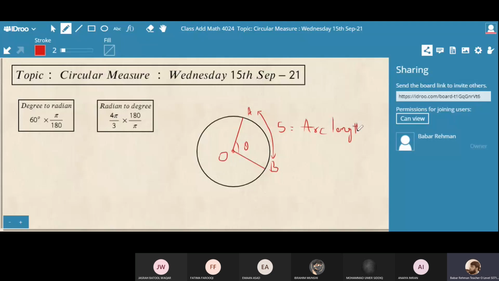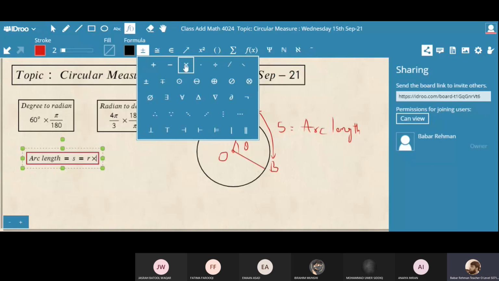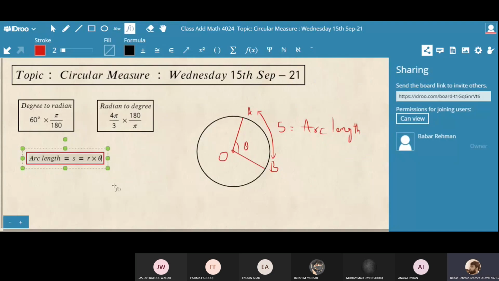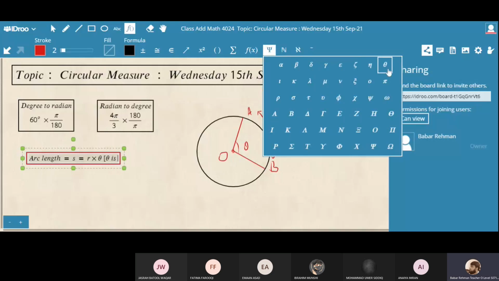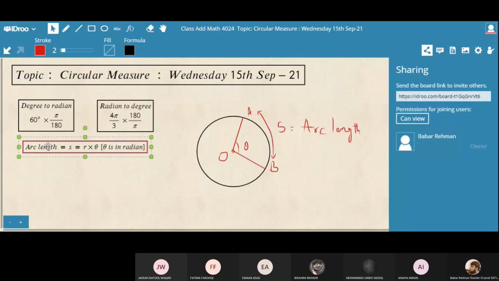Now, student, if I want to find out the arc length, the formula that we will use is: S is arc length, S is equal to R theta, R multiplied by theta. And theta is in radian. Please be careful. Theta is in radian, so we will use radian. I think all students' calculators are on radian mode now. Okay.